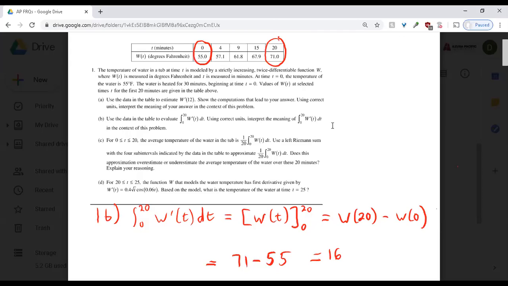This is why it's important, rather than be in a rush and just go on to the next question, it only takes a few seconds to reread the question. In this case, it's asking for more than just the change in temperature. So interpret the meaning of this. So what we just found here is I can say the water increased, I'm going to have to abbreviate here because I'm running out of room, increased in temperature by 16 degrees Fahrenheit over the first 20 minutes.